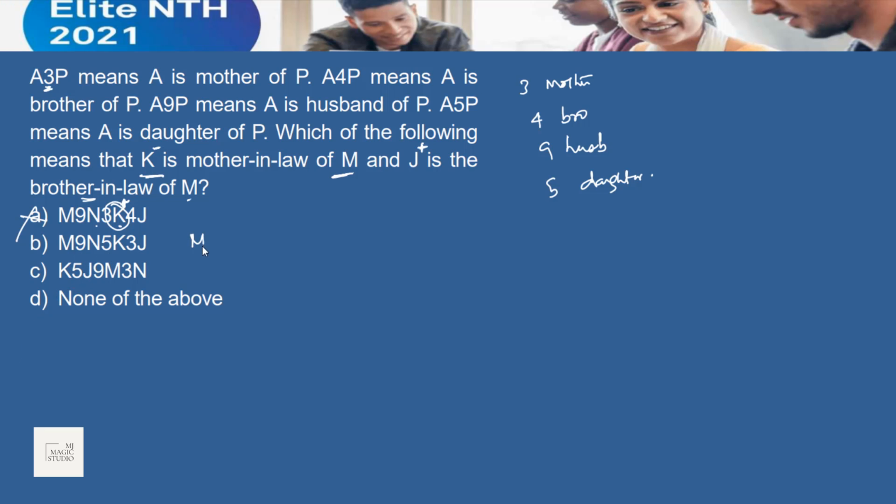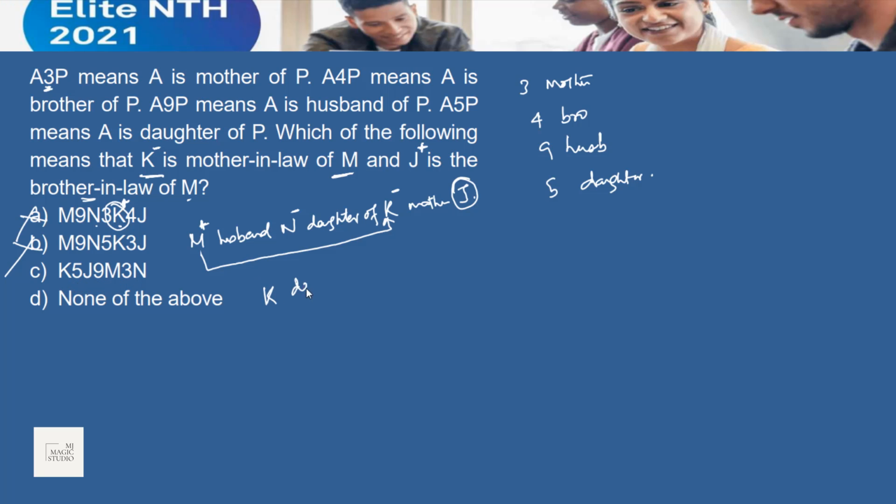M is husband of N. N is daughter of K. K is mother of J. K is female, N is female, M is male. M is certainly son-in-law of K. K is mother-in-law of M. Fine. But what about J? We don't have the gender for J. That's why we can't say whether J is brother-in-law or sister-in-law of M.